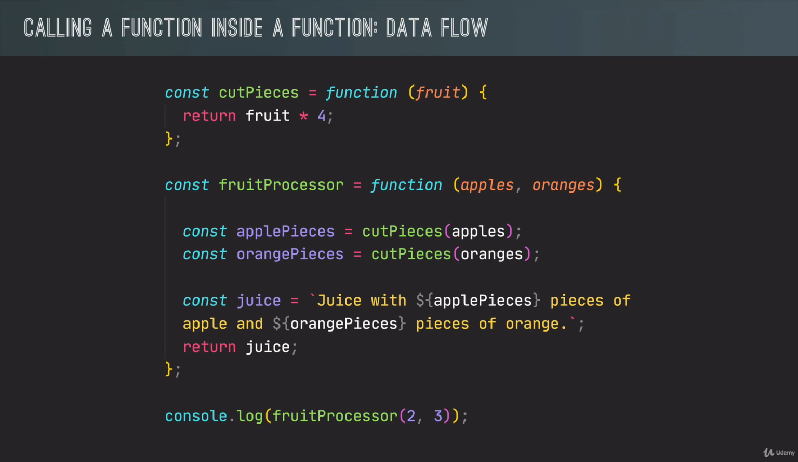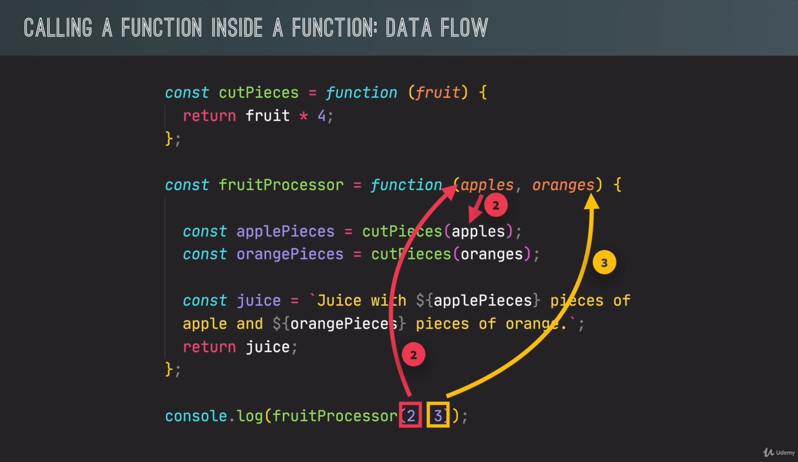So down here we are calling the fruitProcessor function with the arguments 2 and 3. And as we already know, this will then replace the apples parameter in the function with the number 2 and the oranges parameter in the function with the number 3. So that should be nothing new at this point, right? We are simply replacing the parameter placeholders with the actual values 2 and 3. And now let's analyze what's going to happen with this apples value. So apples right now holds the number 2.